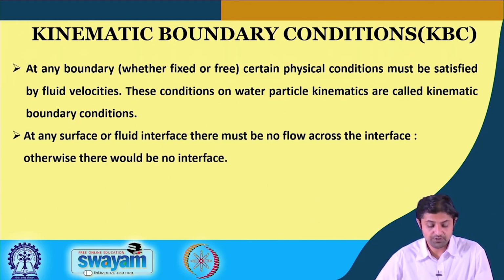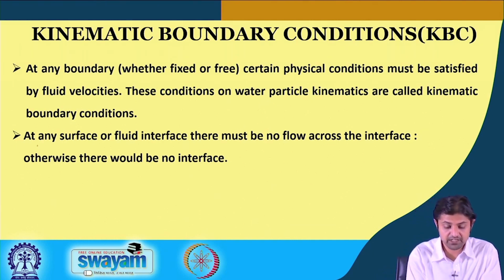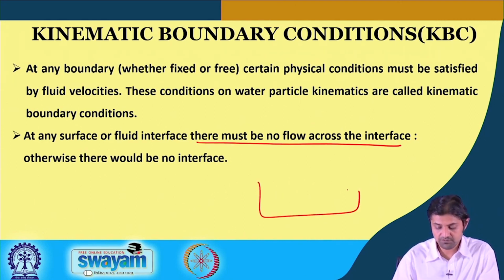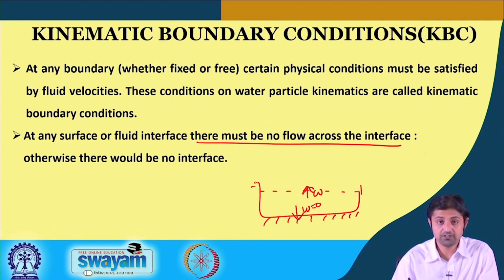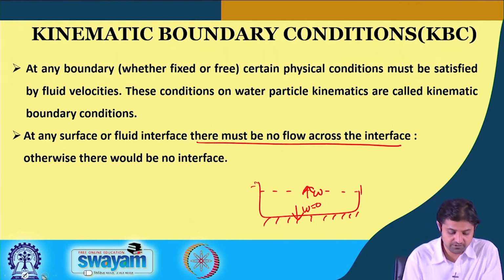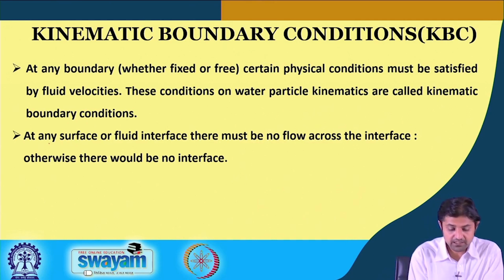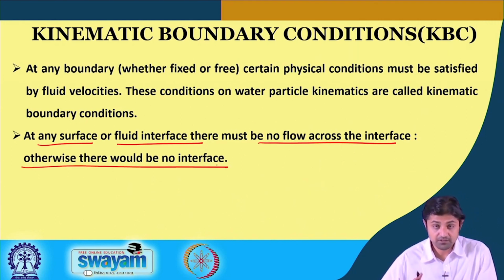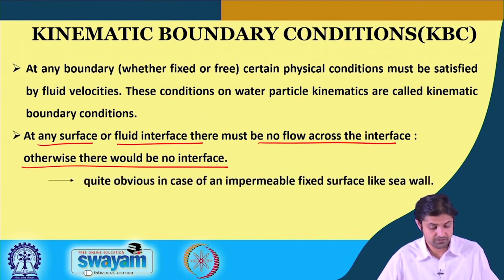At any surface or fluid interface there must be no flow across the interface. For example, if there is ground here, the kinematic boundary condition will be that the velocity w is going to be 0 in the downward direction, or if there is a water surface, here also the water will not have any velocity across it. Otherwise, if it has a velocity, then it will still be water there, right? Then there is not going to be any interface. So, at any surface or fluid interface, there must be no flow across the interface, and that is a very standard, universal type of kinematic boundary condition.